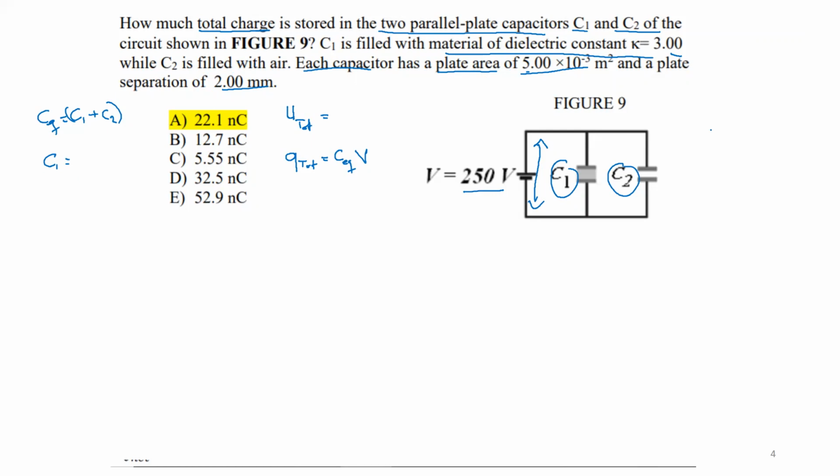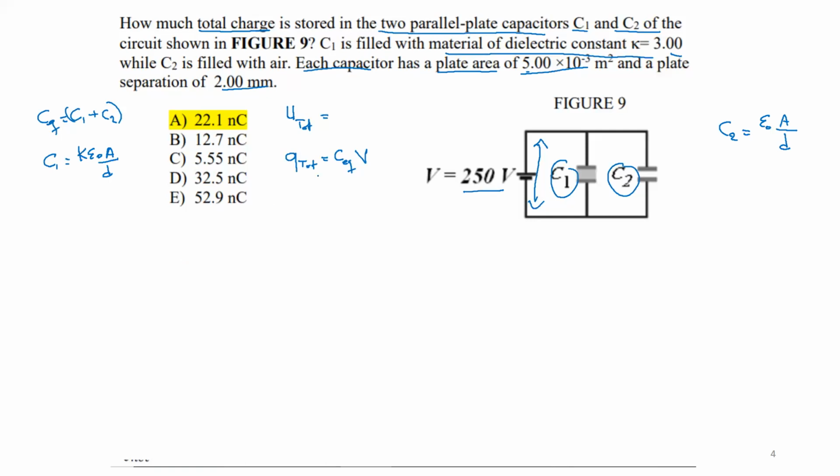and C2 is filled with air. So you know that C2, the capacitance of capacitor 2, is epsilon naught multiplied by the area of the plate divided by the plate separation, the distance between them. Okay. Now C1 being filled with dielectric, you remember, if I have dielectric, I replace epsilon naught by kappa epsilon naught. So here I'll have kappa epsilon naught, same area, divided by same distance, same separation between the plates. Okay, that's it.